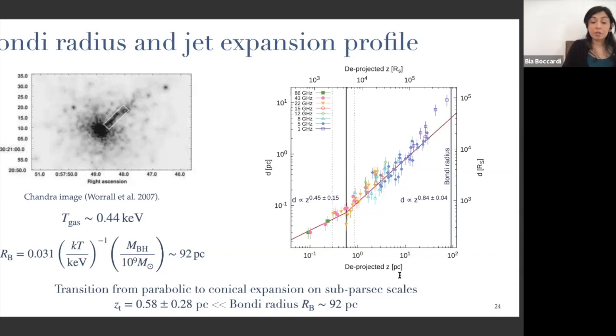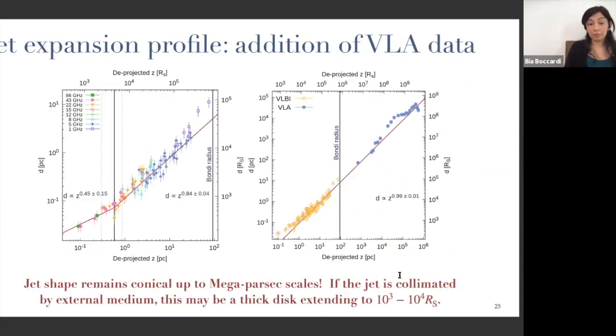By considering also the VLA data, which we also had available, we have also studied how the expansion profile evolves on kiloparsec and megaparsec scales. And basically what we see is that this conical shape is preserved up to the end of the source. We only observe a slight steepening of the profile, but basically the jet collimation occurs only in the innermost regions, which are probed by the millimeter-VLBI observations.